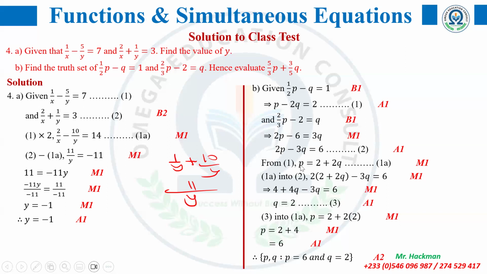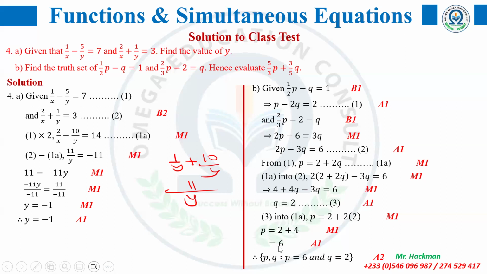The substitution method is always like that. After finding one value, you put it in the other equation that you did the change of subject. So equation 3 into equation 1A. That will give us P equal to, if you substitute, this is now 2, and combine this, you get P equal to this plus, this will give you 4.